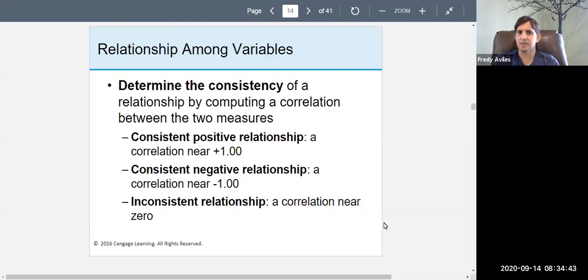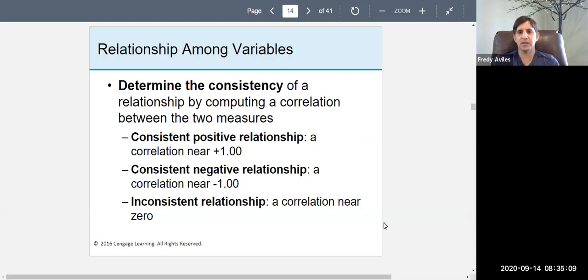That's not consistent. And if you have an inconsistent relationship, that means you have a correlation near 0. That means you take the test once, you take it a second time, and the scores always differ. With a consistent negative relationship, the scores are always opposite. One is high, the next time it's low. With an inconsistent relationship, correlation near 0, they're all over the place. They could be high, high, low, high, right? Low, low, and they could be all over the place.